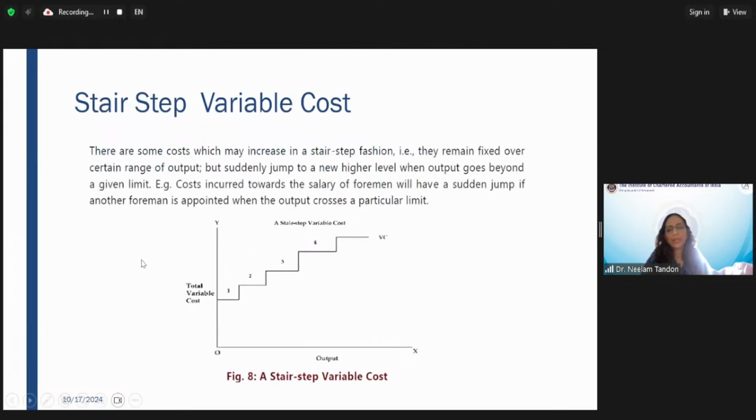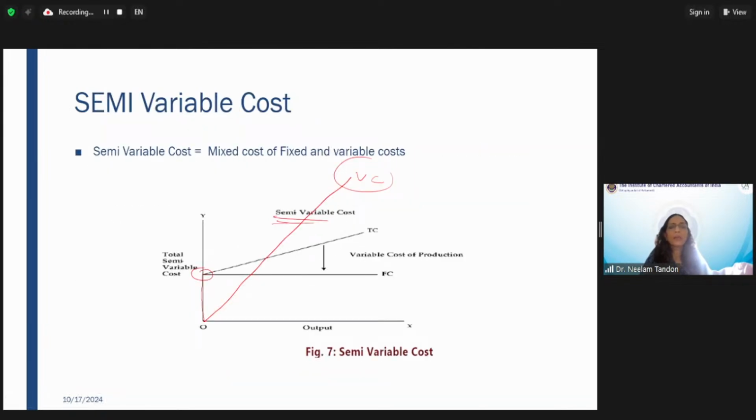So आपको difference याद रखना है semi-variable cost and complete variable cost में. Complete variable cost will start from zero. No production, no cost incurred. And as you produce, the cost goes up. That is a complete variable cost.